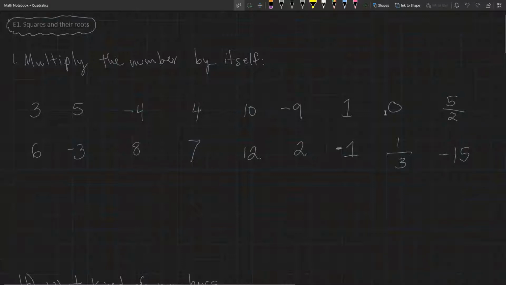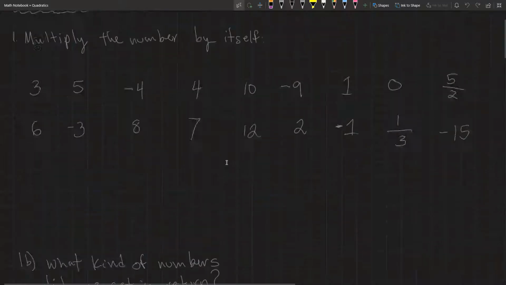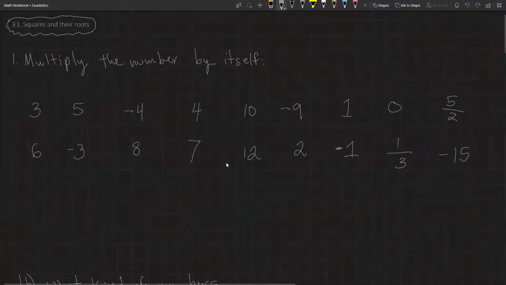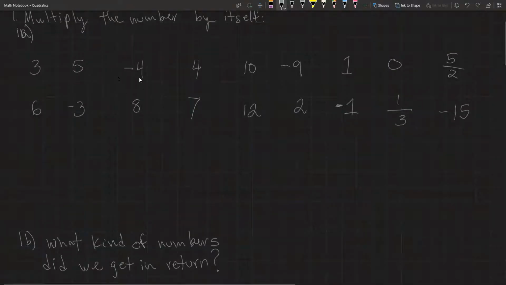And another special case was this one, and hopefully you identified something I want to highlight next, which is the question I wrote for 1B. So therefore, my labeling will go in this format. This is 1A, if the next one is 1B. What kind of numbers did we get in return? So for example, when I highlighted a -4, a -9, a -1, did we get negative, positive, or 0 numbers in return?